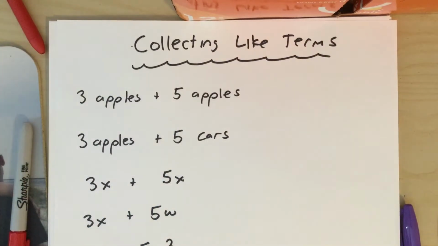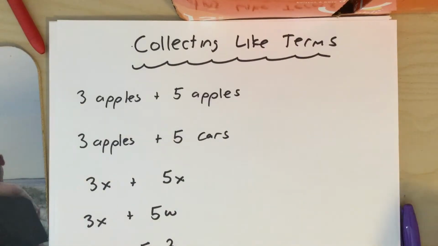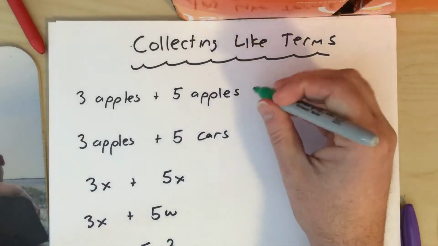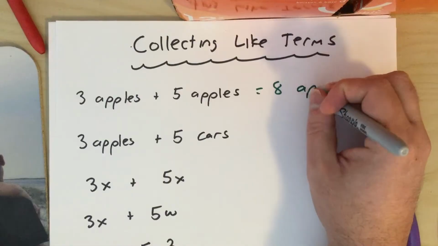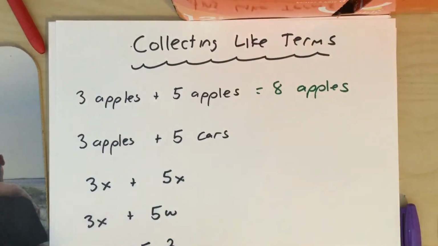So what could we do when we have like terms? Well, what I have here is 3 apples and 5 apples, and 3 apples plus 5 apples gives us 8 apples. And not just 8, 3 apples plus 5 apples is 8 apples.